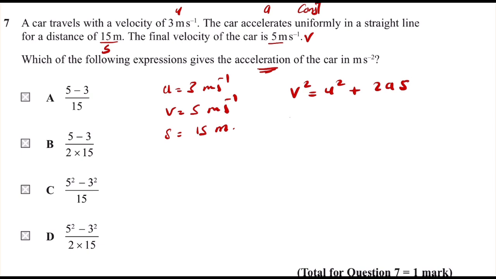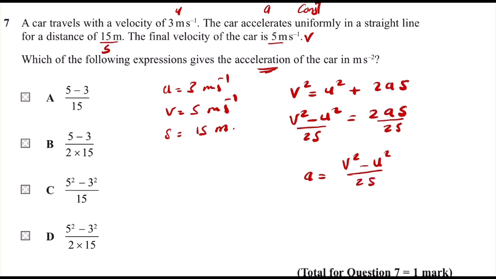Rearrange the equation first: v squared minus u squared equals 2as. To get the value of the acceleration, divide this side by 2s and the other side by 2s as well. So acceleration equals v squared minus u squared divided by 2s, which is a equals 5 squared minus 3 squared, for the initial speed, divided by 2 times the value of the displacement, which is 15.